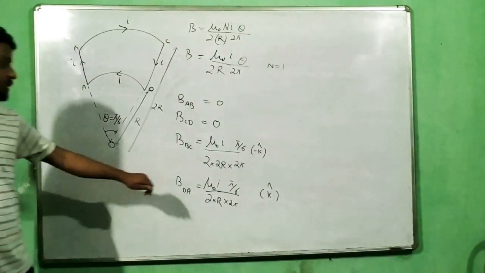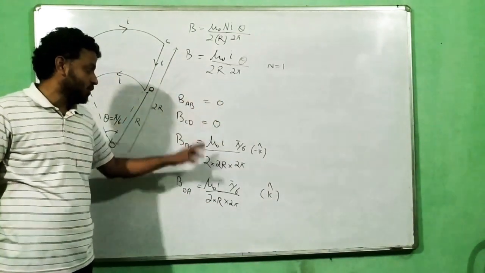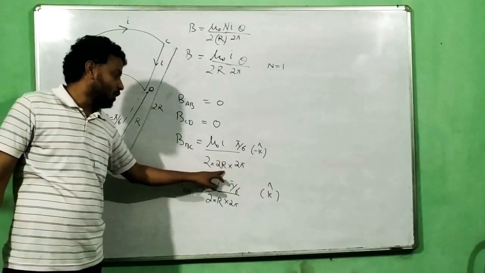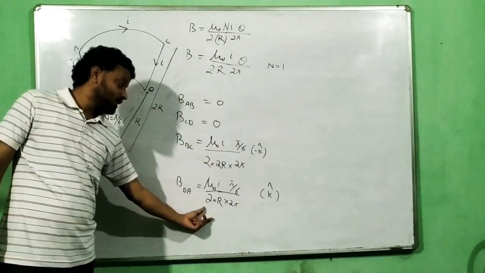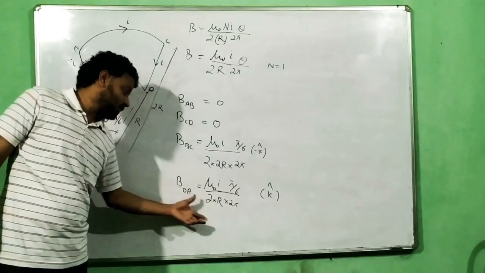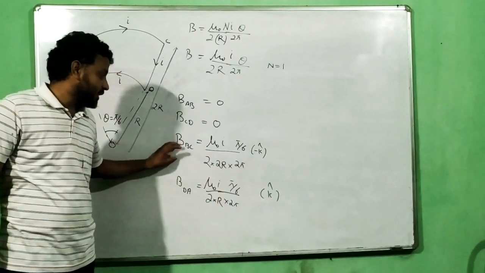Which one will be more? This one is more. Why? See, this is 0, this is 0. This denominator is more. If the denominator is more, this whole term will be less. This denominator is less. So the whole term will be more. So basically this field will be more than this field.